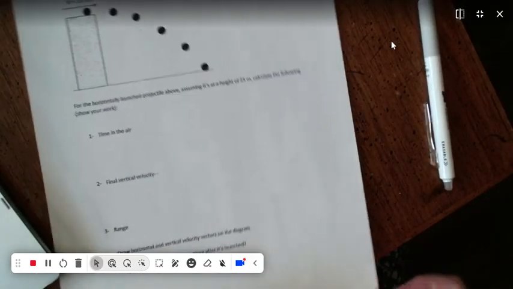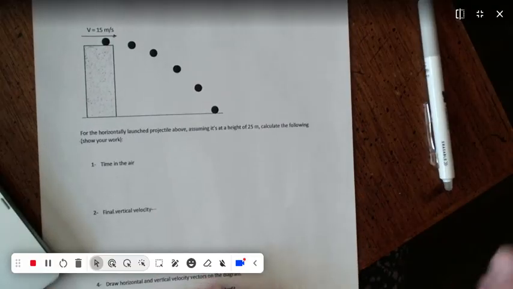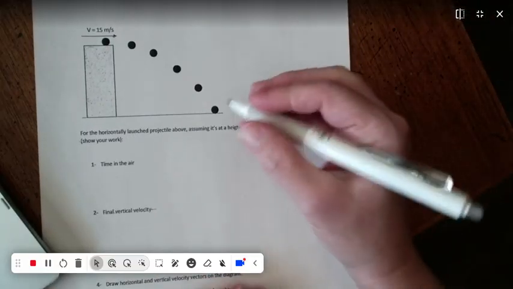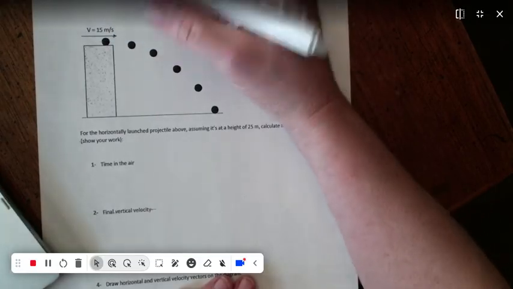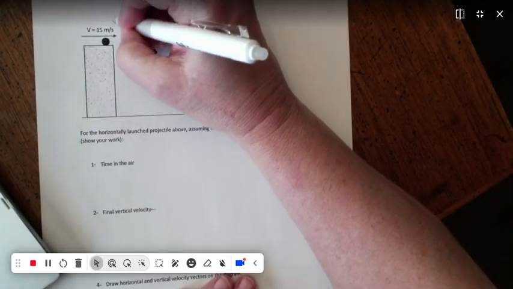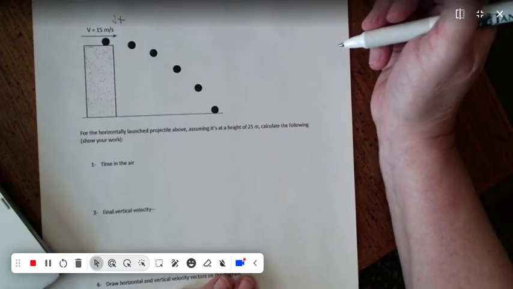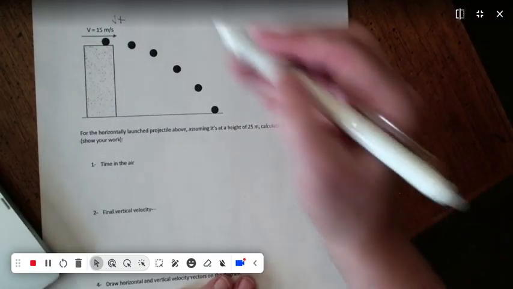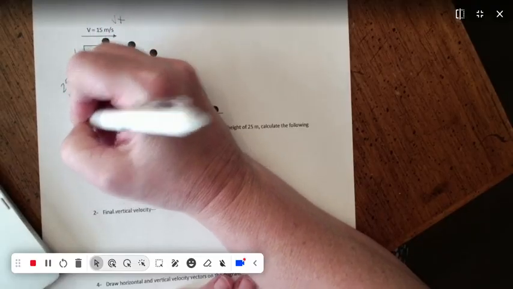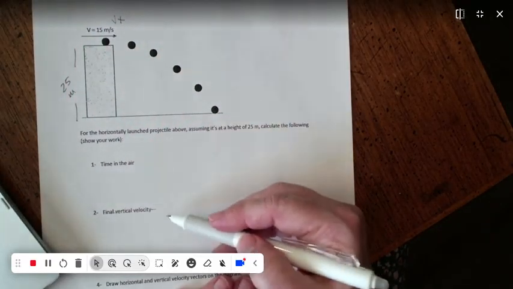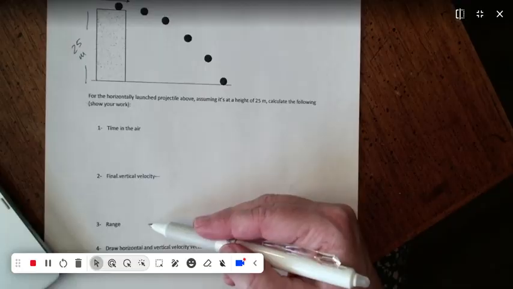Okay, horizontally launched projectile. This is an object that's launched horizontally. It has a horizontal velocity of 15 meters per second. It's at a height of 25 meters. So we want time in the air, final vertical velocity, and range.